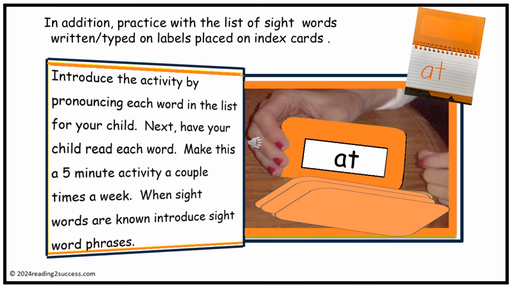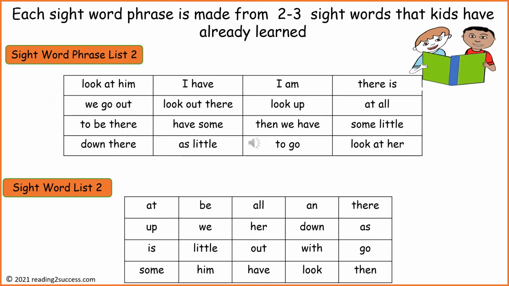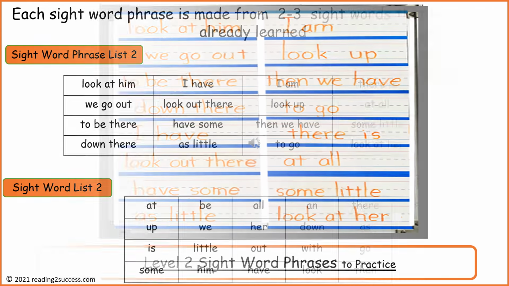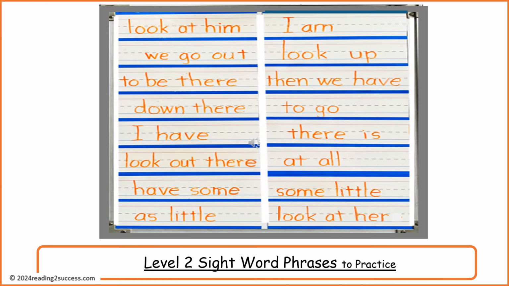In addition, practice with the list of sight words written or typed on labels placed on index cards. When sight words are known, introduce sight word phrases. Each sight word phrase is made from 2 to 3 sight words that kids have already learned. Level 2 sight word phrases to practice.